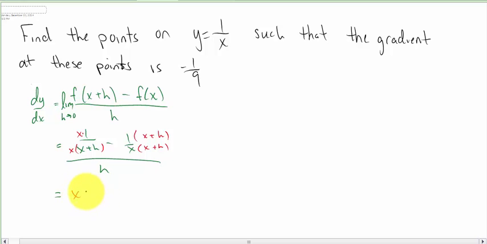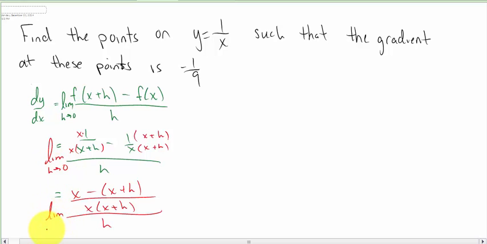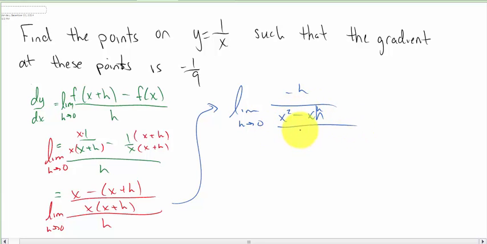So the numerator becomes x minus x plus h over, and this is all divided by h. And of course, I forgot to write limit, h goes to 0. So now the limit, h goes to 0 of, well, in the numerator we just have negative h over x squared minus xh, divided by h.